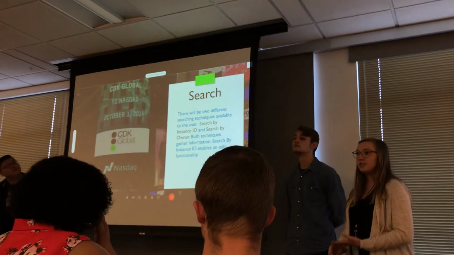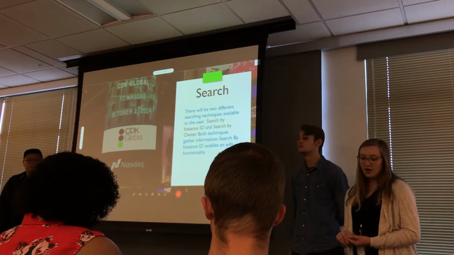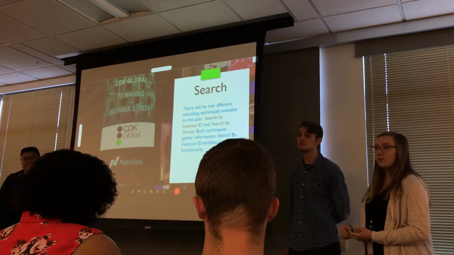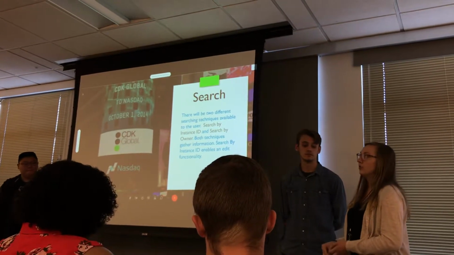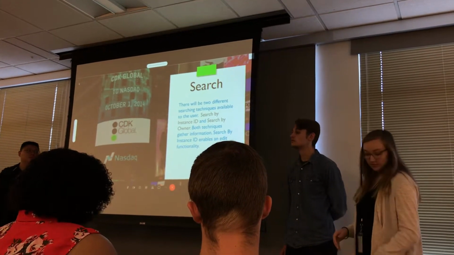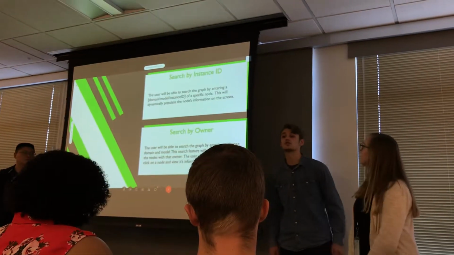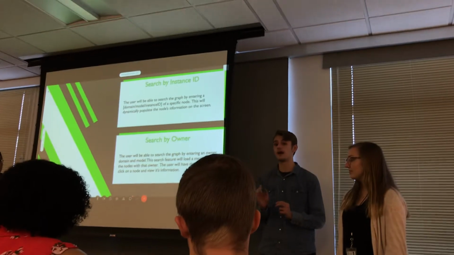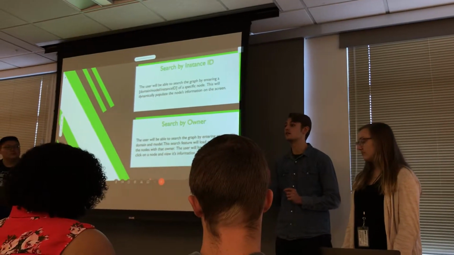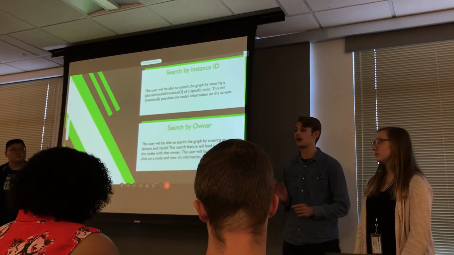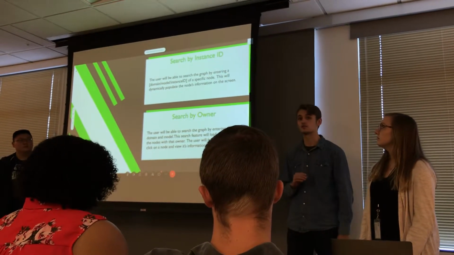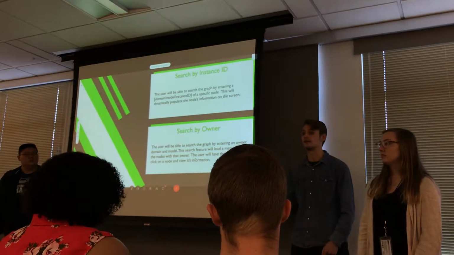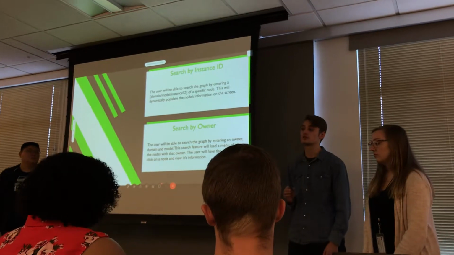We implemented 2 searching features to search for nodes. One of them was search by instance ID, and one of them was search by owner. So for searching by instance ID, every node in the GDS server graph is addressable by domain, model, and instance ID. So when the user first boots up our application, they are presented with a search bar in which they can type in domain, model, and instance ID, and it will display all the information that is relevant to that specific node.